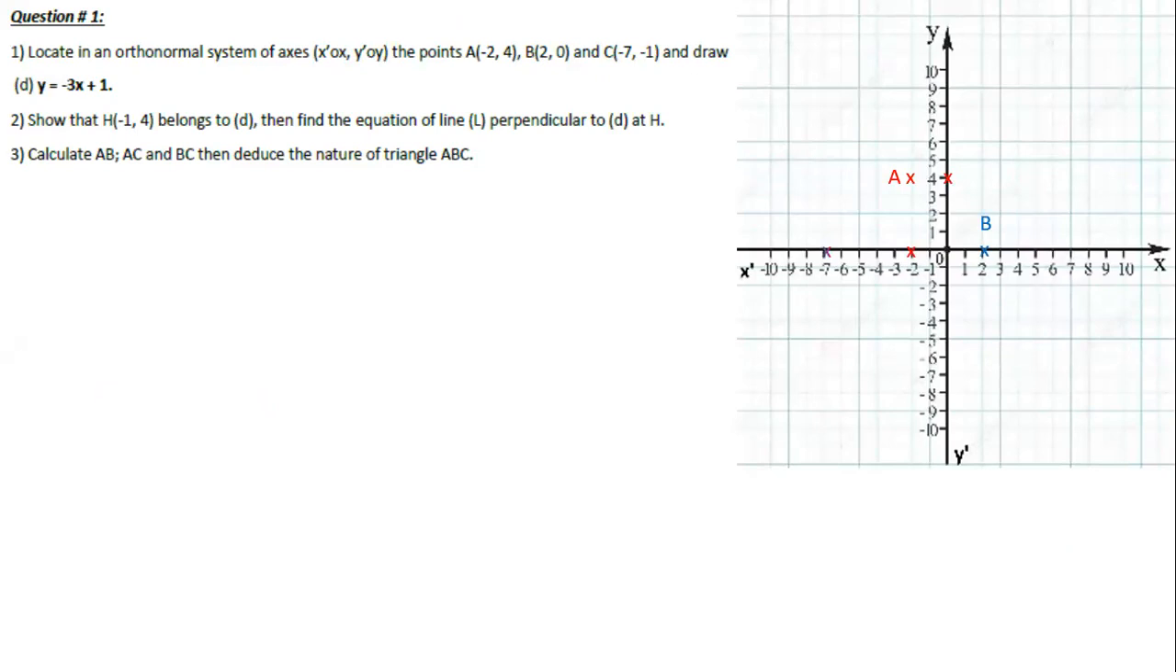We plotted the points A, B, and C. Then we plotted straight line D using the table. This is how we plot a straight line. So we plotted points and a line.